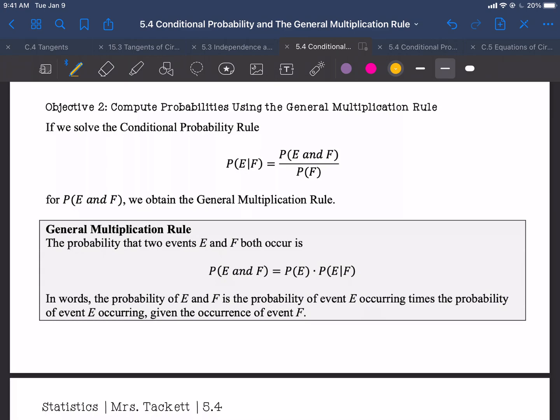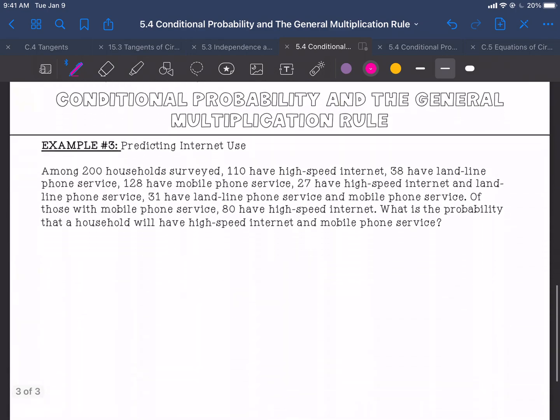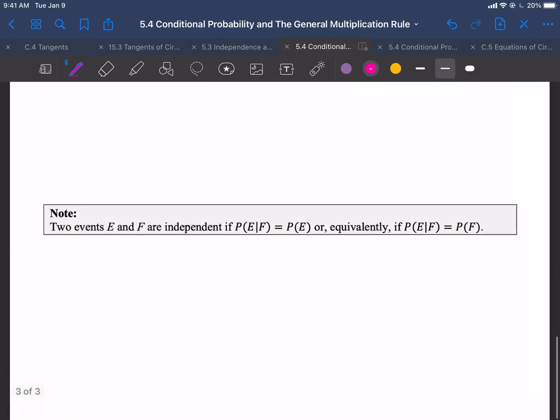There is an error here down in the gray box. It should say, this right here, it should say the probability of F given E. And then the book makes the same mistake at the end. That should say the probability of F given E.